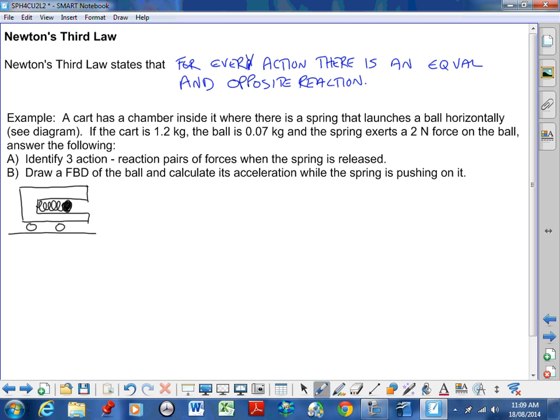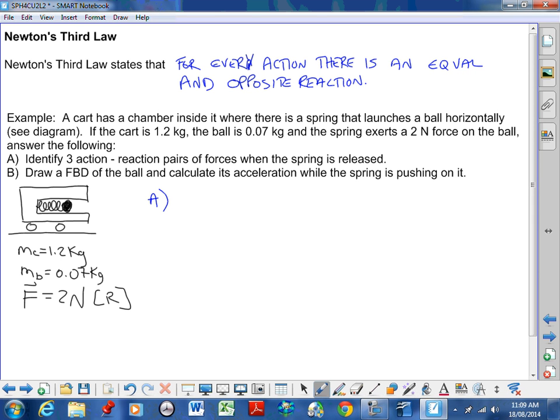The mass of the cart is 1.2 kilograms. The mass of the ball is 0.07 kilograms. The spring exerts 2 newtons of force on the ball. Identify 3 action-reaction pairs of forces here.